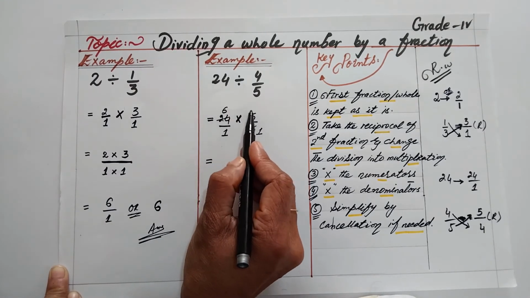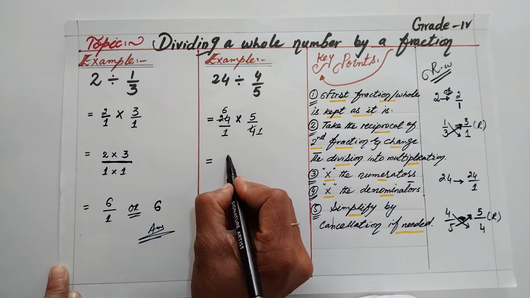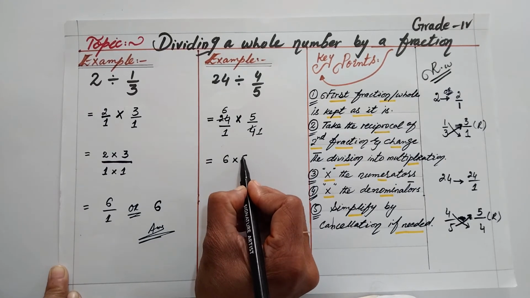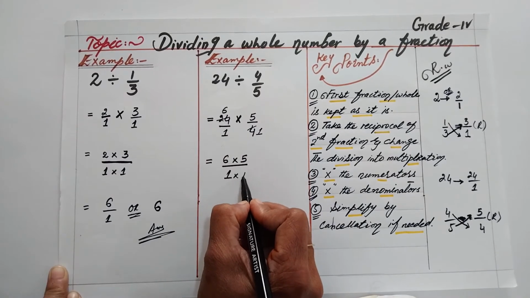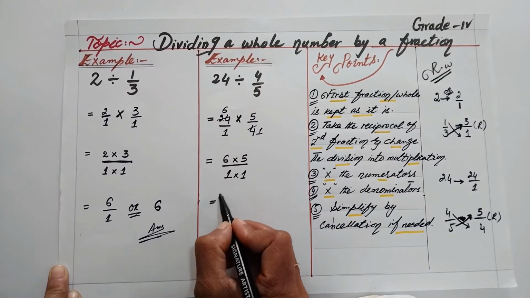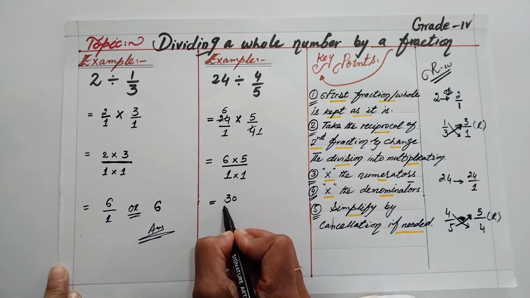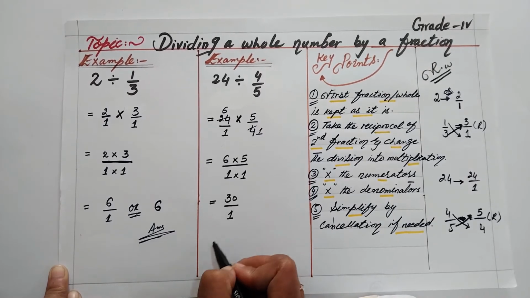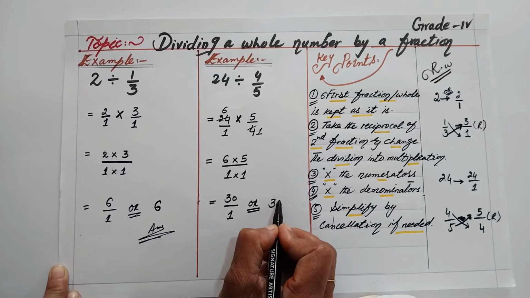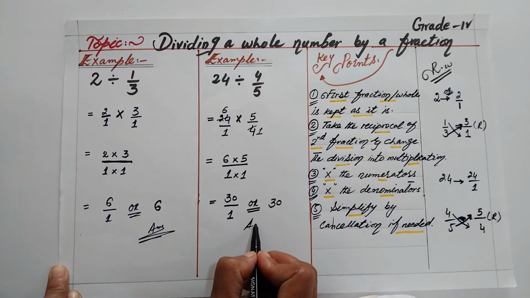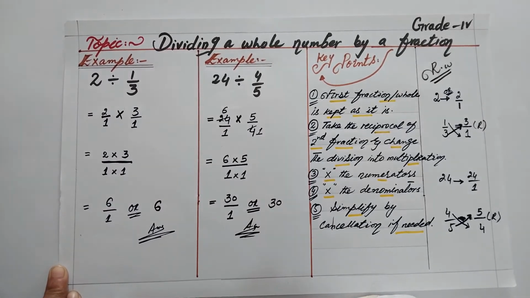So now we will multiply the left numerators. The left numerators are 6 and 5, and the left denominators are 1 and 1. Now 6 5s are 30 and 1 1s are 1. So 30 over 1, or we can also write it like 30, and that is our required answer. Clear? That is a very easy and simple concept.